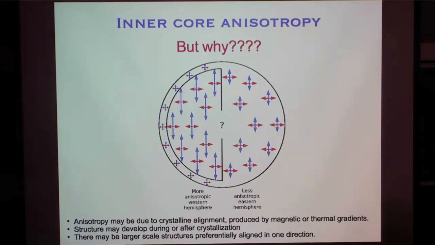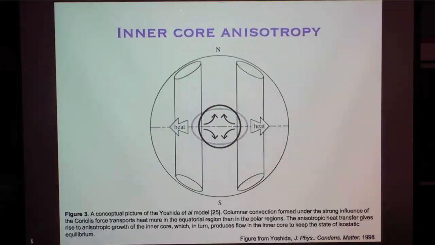One of my friends uses the analogy of tree rings. Your tree ring tells you about what was happening as that bit of the tree was growing. So if we have texture that develops during crystallization, then that depth in the inner core tells us about what was happening as that bit of the inner core grew. So that would be tremendous. Or we might have a texture which develops after crystallization, some sort of post-crystallization deformation, induced by whatever you want to induce it. Or we could have larger scale structures preferentially aligned in one direction.